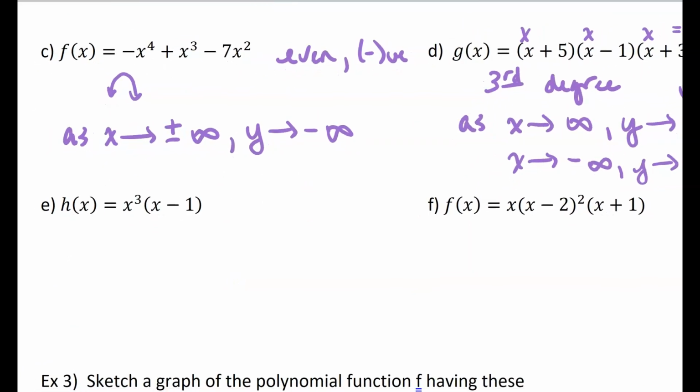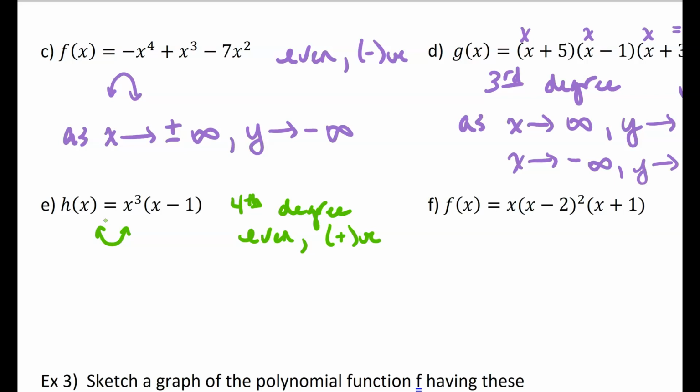Okay. I have h of x equals x cubed times x minus 1. What is the degree of this polynomial? Okay. This is a fourth degree, which is even or odd? It is even. Does it have a positive or negative lead? It has a positive lead, which means where are my tails going? The tails are going in the same direction, upwards. Okay.